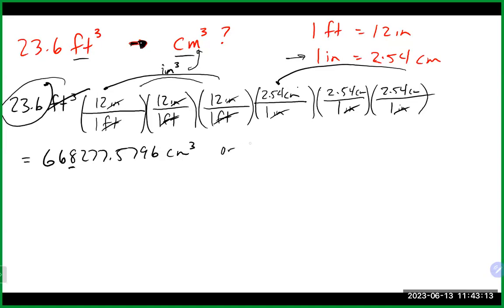That is 3 significant figures our answer should have, which takes us to here. That means we should end up with 668,000. Do I put a decimal? I do not, otherwise that's more than 3, right? This would be cubic centimeters. You obviously could also do scientific notation if you wanted to, and that would be something like 6.68 times 10 to the 1, 2, 3, 4, 5.